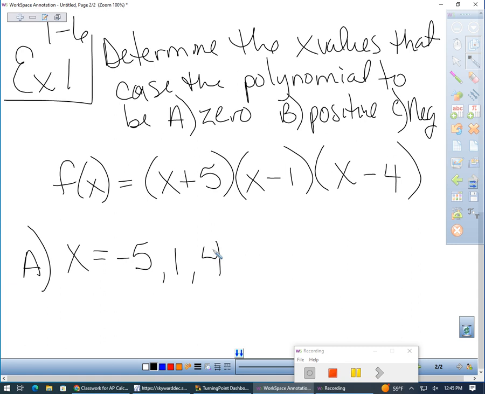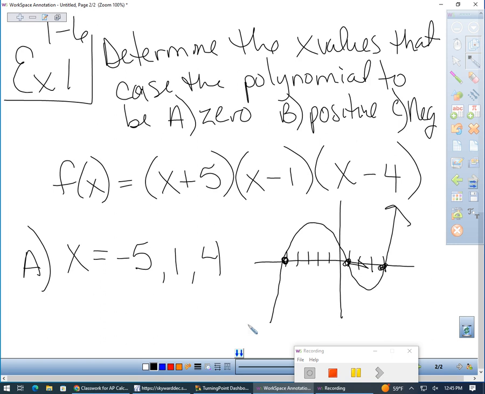Positive and negative is where we've got to talk about. So if you were to throw this in your graphing calculator, 3, 4, 5 is one place it crosses. Crosses at 1, and 2, 3, 4 crosses here. So it should look something like this, hopefully.